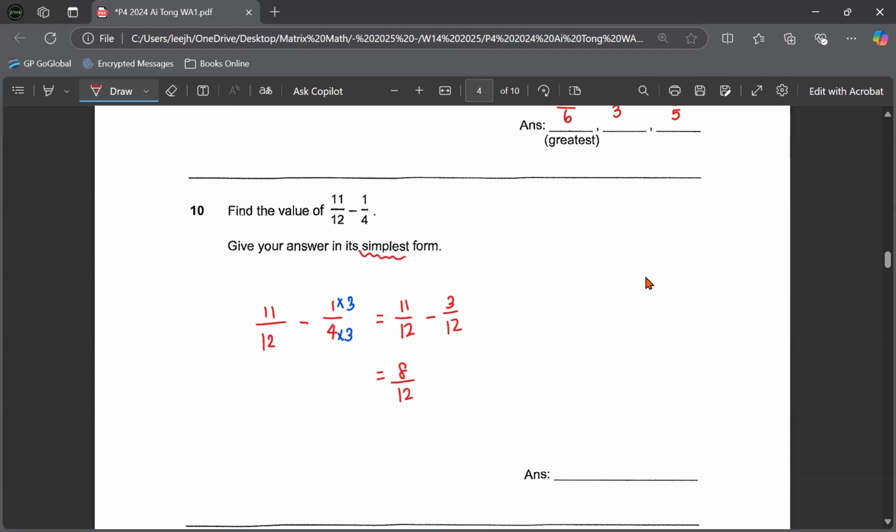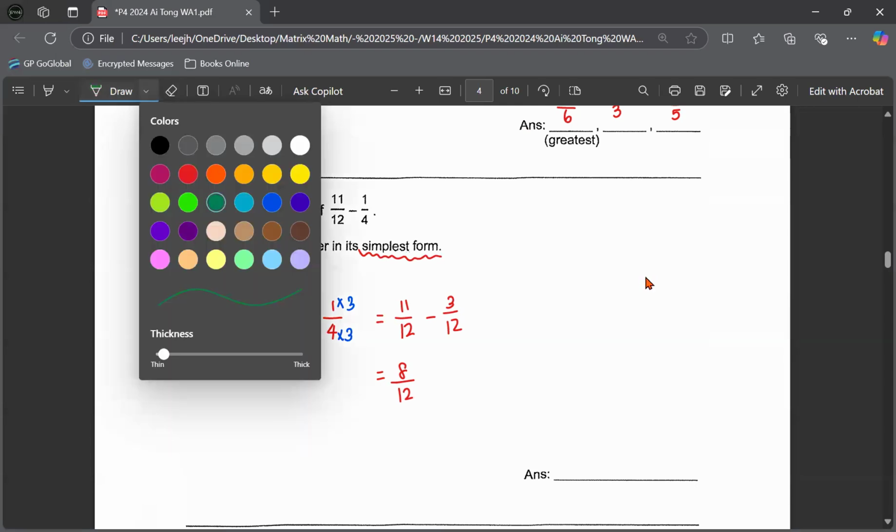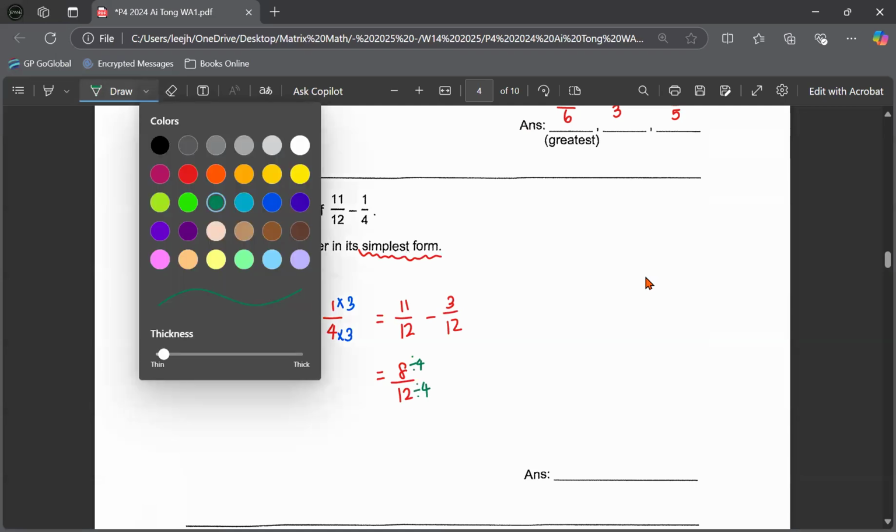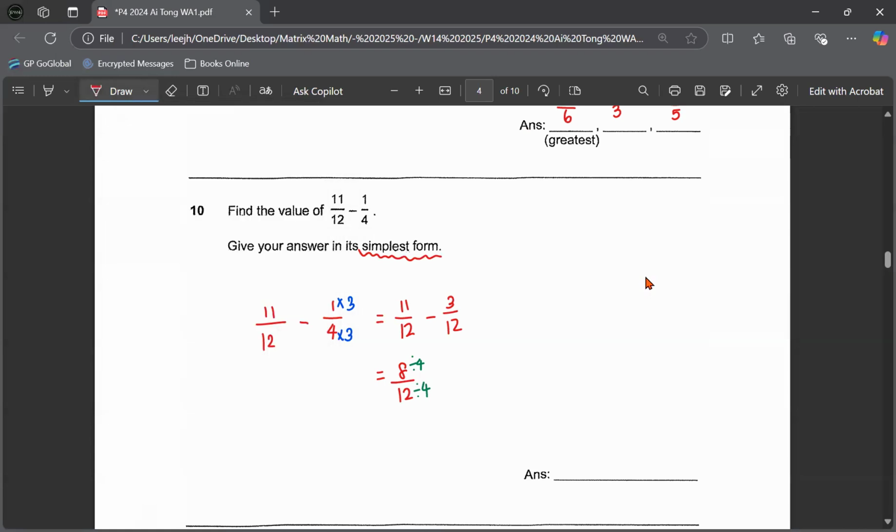But I want this in the simplest form. So simplest form means you need to divide. So 8 and 12 can both be divided by 4. The common number to divide by is 4. So 8 divided by 4 is 2. 12 divided by 4 is 3. So your answer is 2/3.